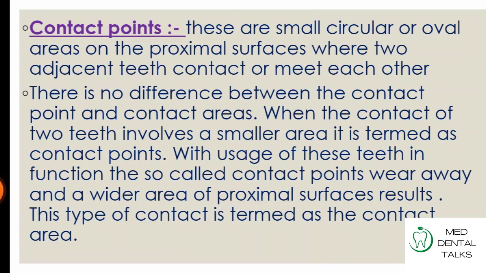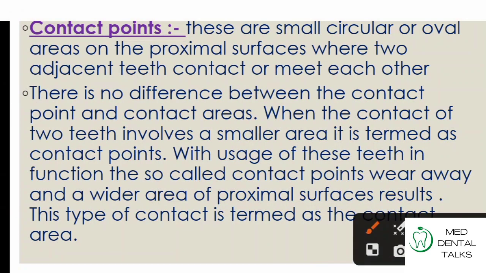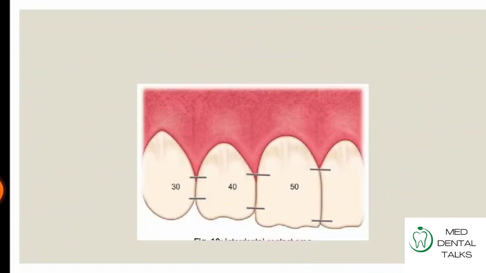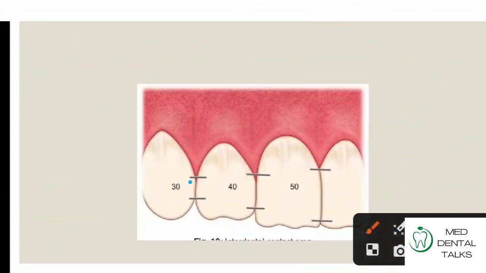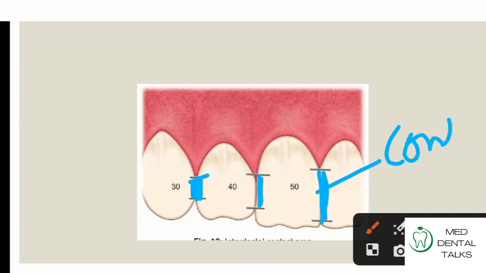Now our next point is contact point. These are small circular or oval areas on the proximal surface where two adjacent teeth contact or meet each other. This diagram shows contact area where two teeth meet at a particular surface. This is called contact area.